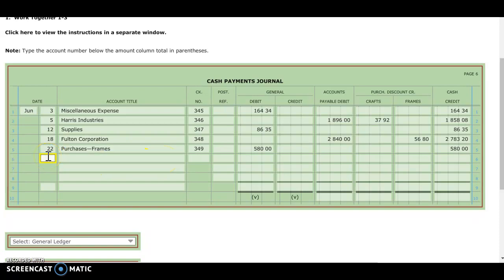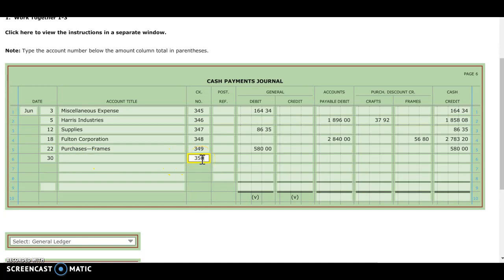Okay, last transaction then is on the 30th. It says that we paid cash to replenish the petty cash fund, $102.10. Advertising for crafts was $50. Miscellaneous expense was $32.60, and then supplies was $19.50. Check number 350.